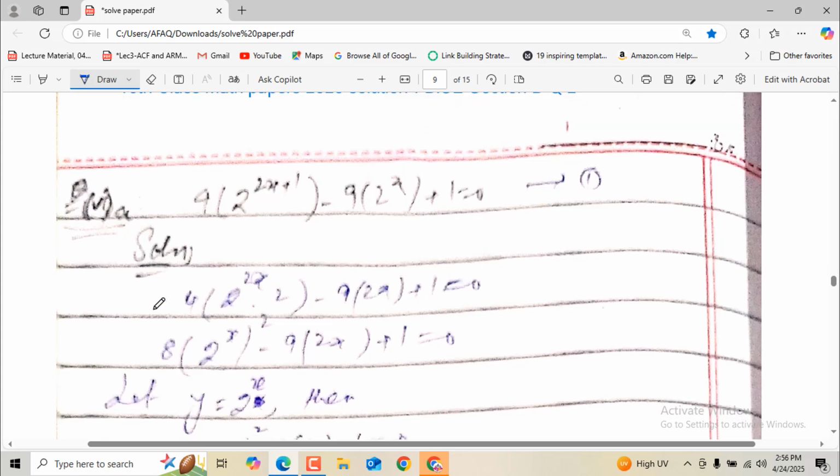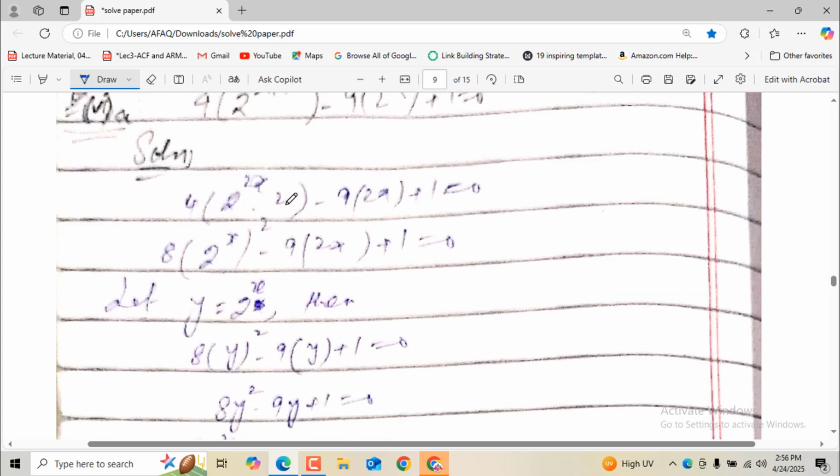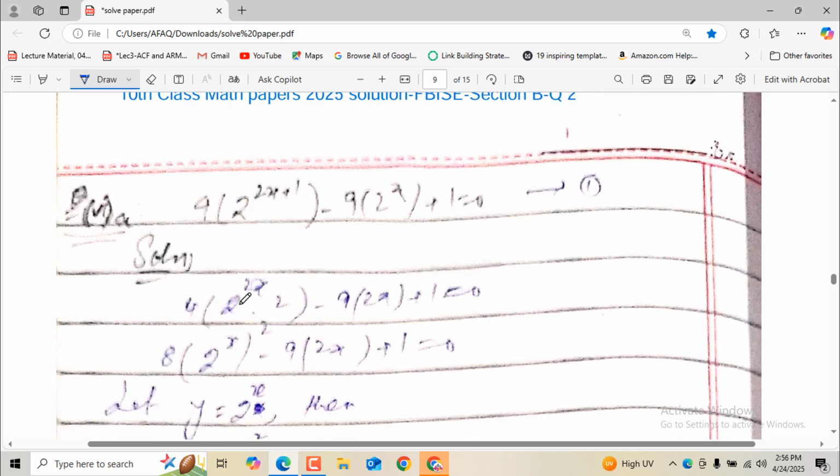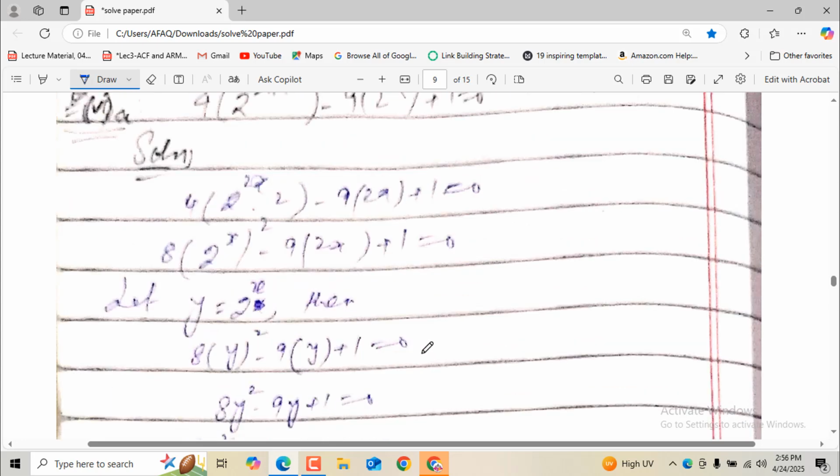to 0. Now taking out this 2 and multiplying by 4 we will get 8 into 2 raised to power x, squared, because here is 2x, so I will take the square, minus 9 into 2 raised to power x plus 1 is equal to 0. Let y is equal to 2 raised to power x, then 8y square minus 9y plus 1 is equal to 0.